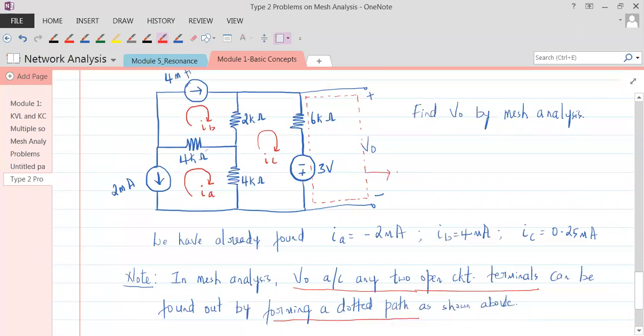Let me tell you that. So this is a dotted path, neither mesh nor loop. Fine. Why are they neither mesh nor loop? Because it is not a closed path at all. It is not a closed path. Okay. So I'm telling it as a dotted path.